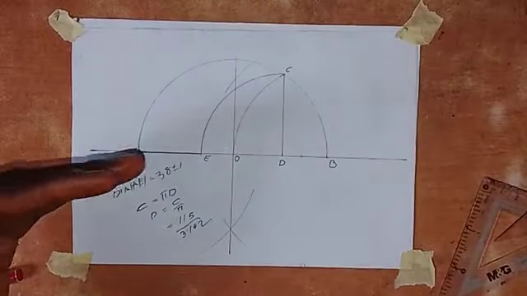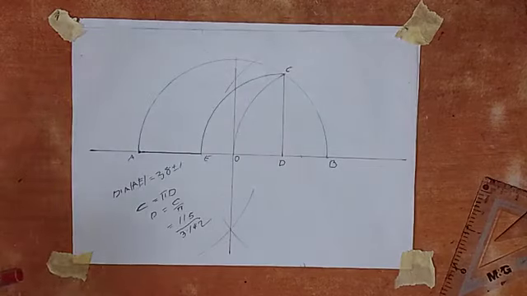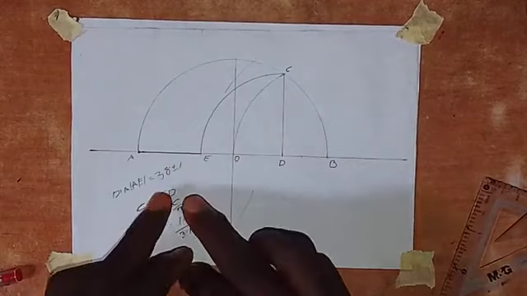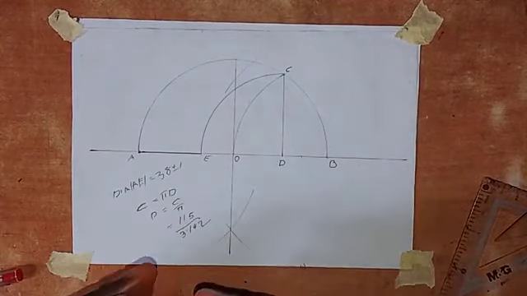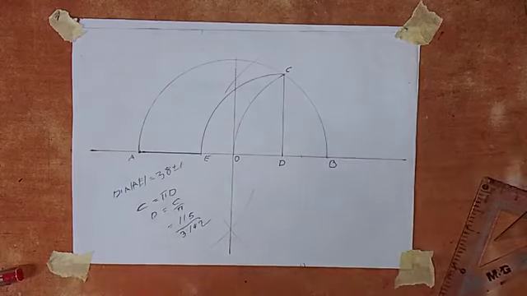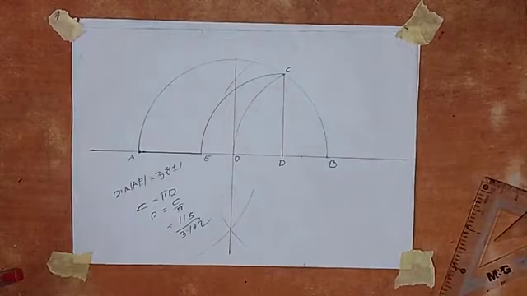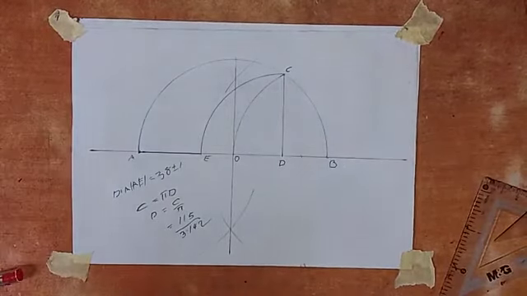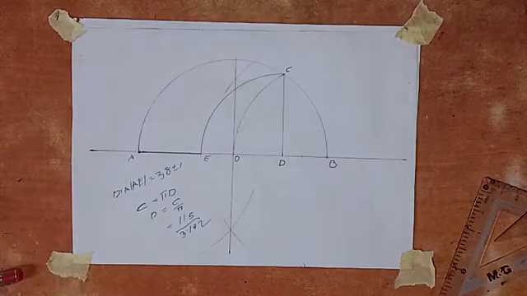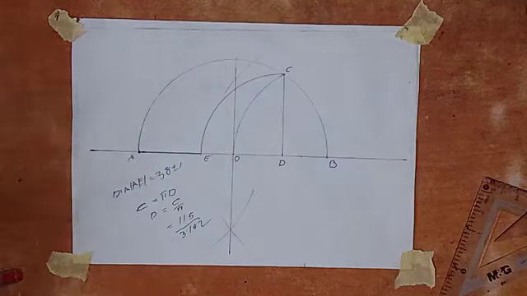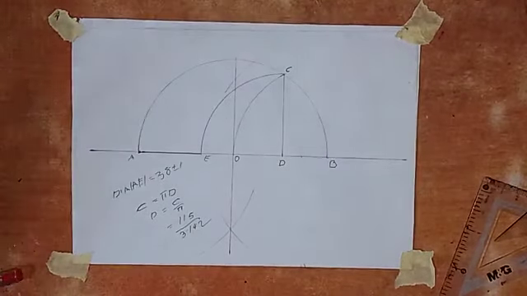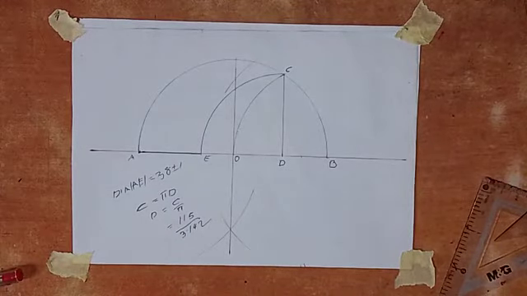This value that we got is an approximate value. So if you have 37, the work is still okay. The construction is still okay. So this is how to determine the diameter of a circle by construction when you are given the circumference of the circle.